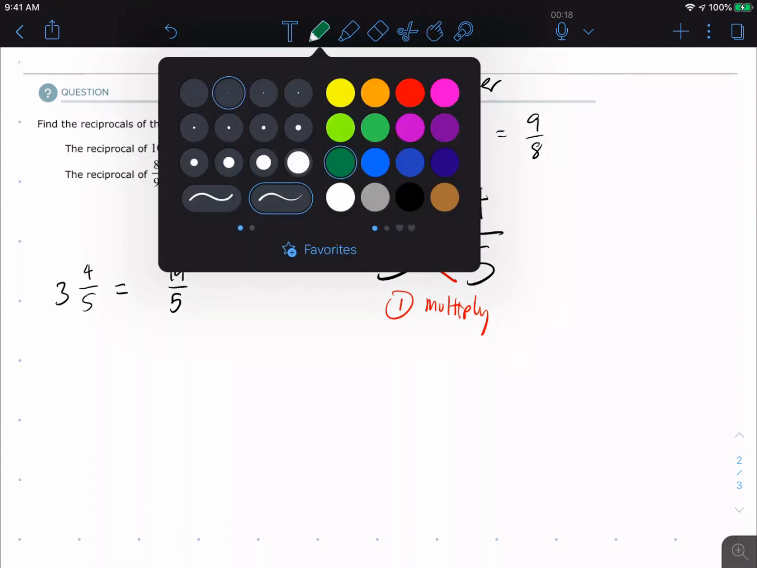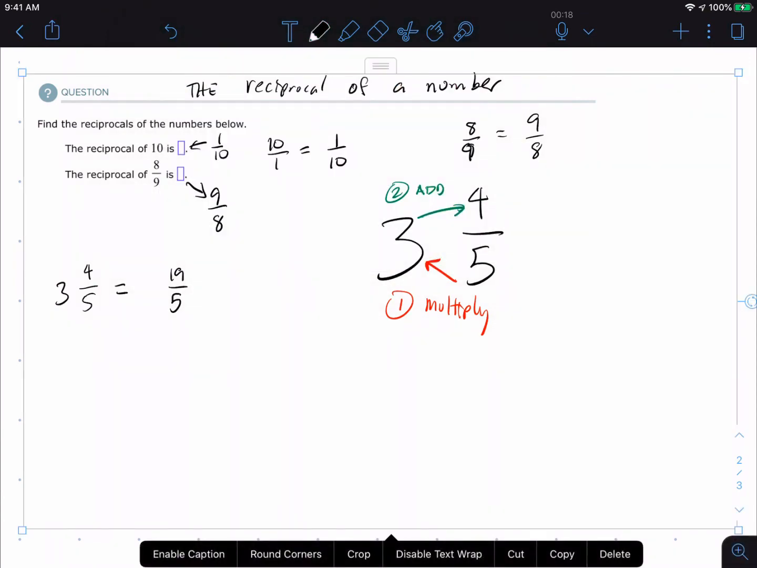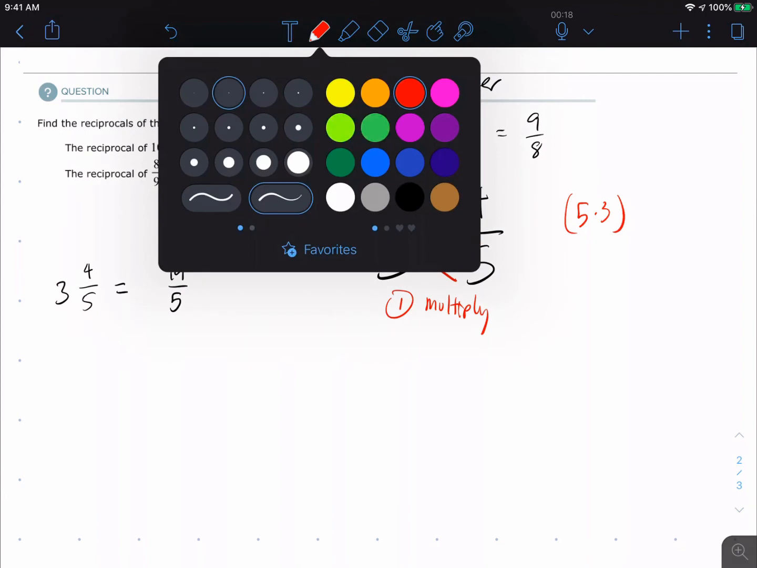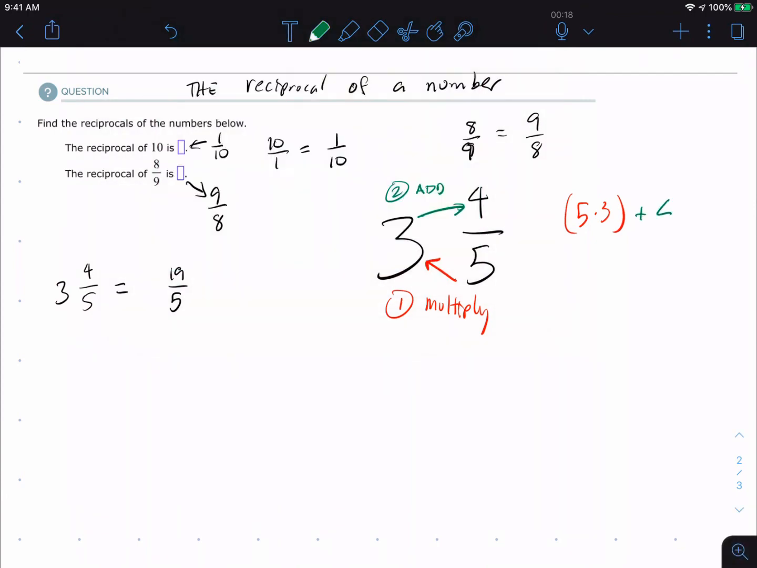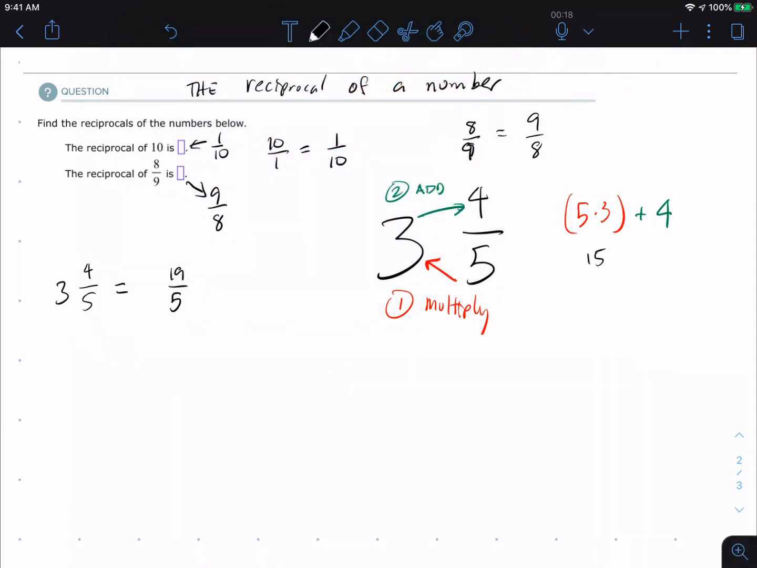So the way that this works is I'm going to get 5 times 3, which is 15, right? Well, here, actually, let me write it down so you guys can see. And I'll do it in color so you can see. So I'm going to go 5 times 3 and then plus the 4. That's going to be my numerator. So this is going to give me 15 plus 4, which is my 19. And then the denominator always stays the same.